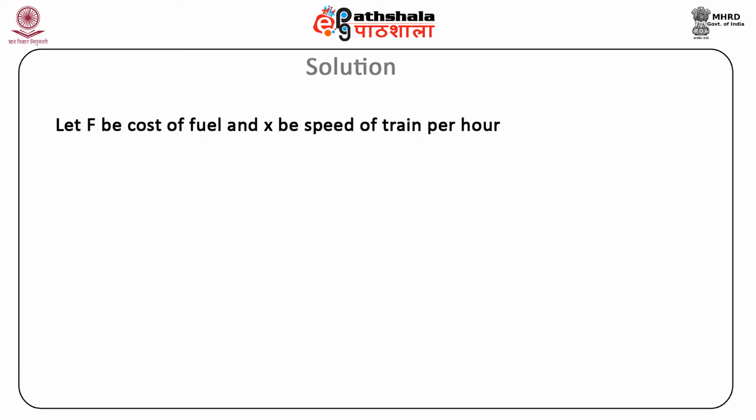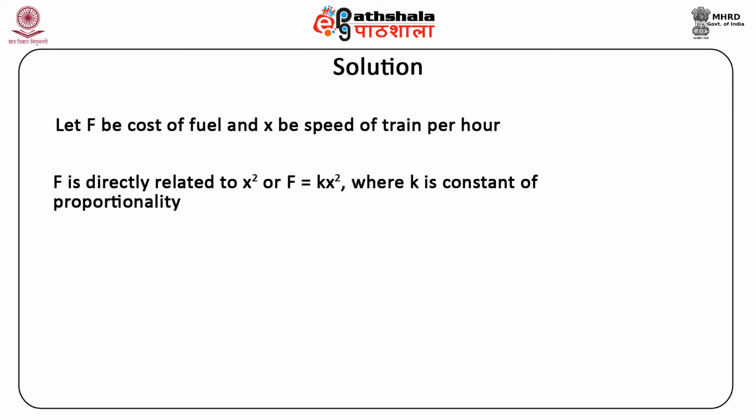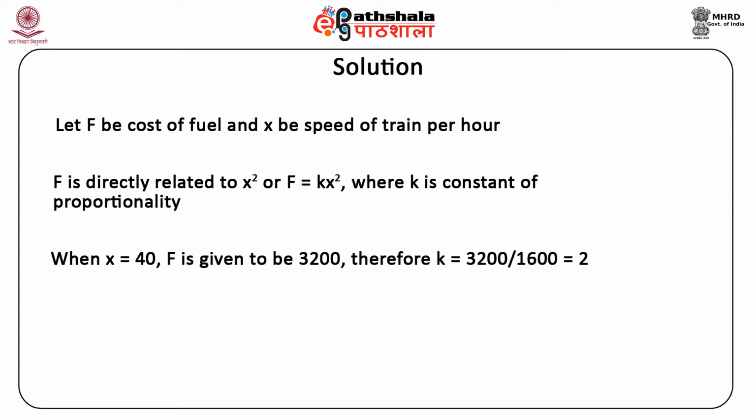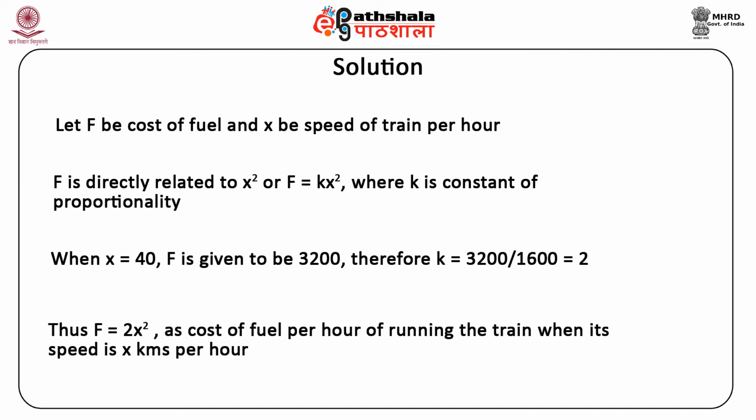Let F be the cost of fuel and x be the speed of the train per hour. We are given that F is directly related to x², or F is equal to k times x², where k is a constant of proportionality. When x is equal to 40, F is given by 3200. Therefore, k becomes 2. Thus, we can write F equal to 2x² as the cost of fuel per hour of running the train when its speed is x km per hour.